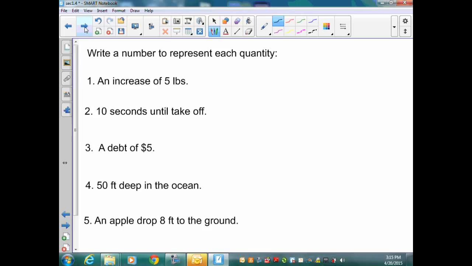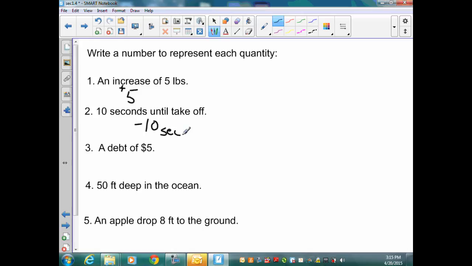Write a number to represent each quantity. Number 1, an increase of 5 pounds. That would be a positive 5. I could put a plus sign here to represent that it's positive, but that's what we're trying to do, is determine, is this value a positive value or a negative value? An increase of 5 pounds, a positive 5. 10 seconds until takeoff. That's a negative number. We're waiting 10 seconds until takeoff.